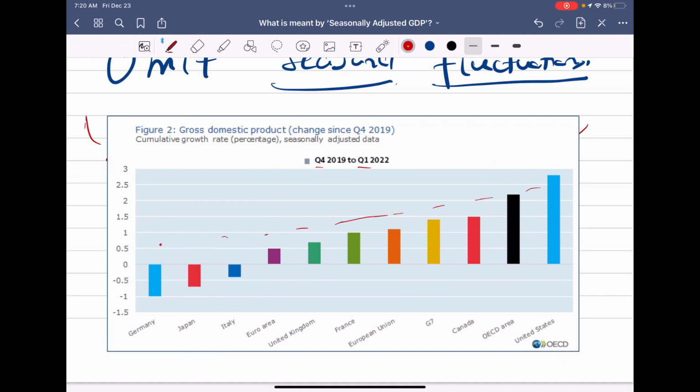There is this bit here called seasonally adjusted data, and this is what I'm talking about. This data is all seasonally adjusted. So now economists can see what is going on further. That's a very key point to remember.